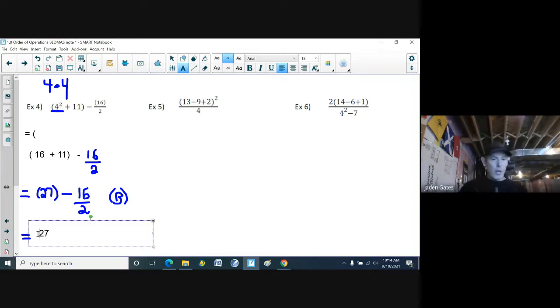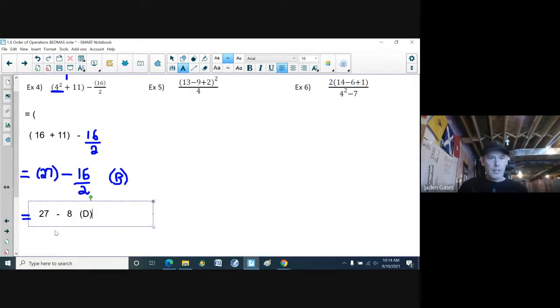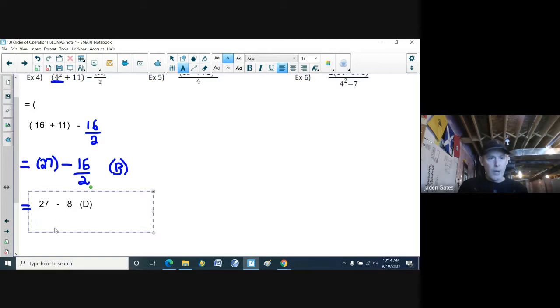All right, and so I got 27 minus, now I got 16 divided by 2. That's a division. So 16 divided by 2 is 8. And so now I just did the division. All right, and then lastly, well, we got our 27 minus 8. Let's see here, get my calculator out, and 27 minus 8 is 19. And so I just did my subtraction.